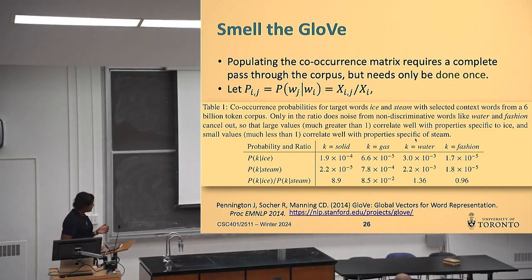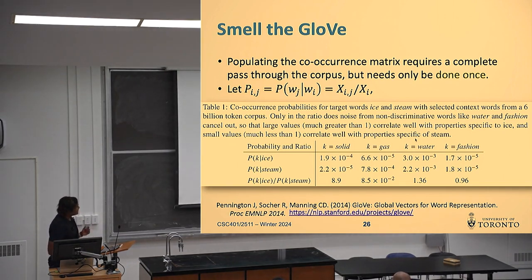And this table gives you a good example. Let's say you're trying to calculate the probability of ice and steam, right? Here we have k probe words: solid, gas, water, and fashion. If you take the probability of each of these probe words given ice, since ice is solid, it should have a higher probability compared to, let's say, fashion, right? So you calculate the probability for ice and steam, and here's the ratio.